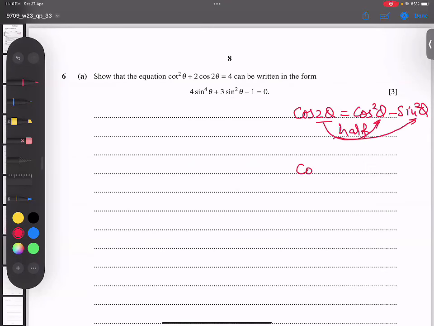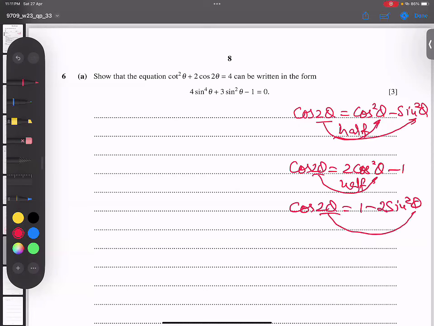Second formula, student, I can write what? 2 cos squared theta minus 1. Again, wait a minute. So cos double theta, again the half angle goes there. Third formula: cos double theta equals 1 minus 2 sine squared theta. Again, this half angle will come here. Okay. So I believe this is okay.